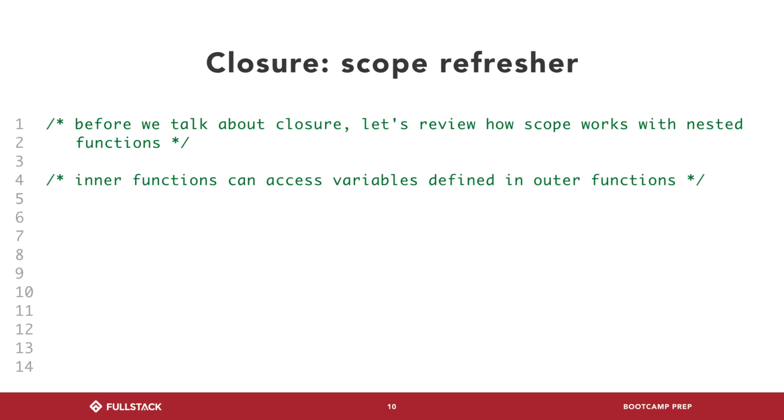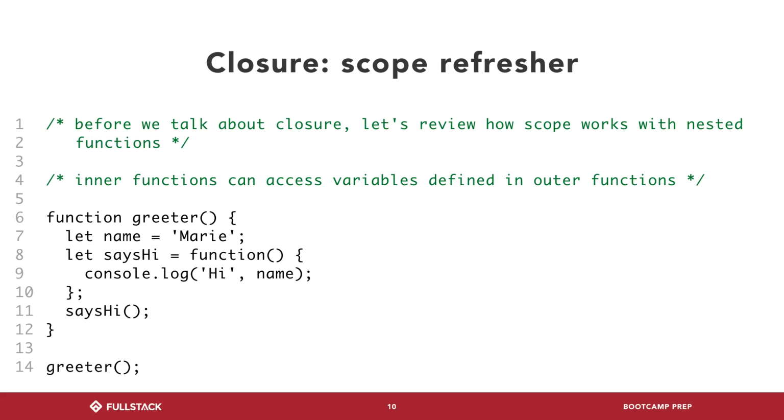Okay, so now we're going to segue back into this idea of closure. Before we were saying, hey, guess what? In this case, this code works perfectly fine because in the says hi function there on line 8, when we actually run says hi, we're going to look for a name. We're not going to find it in the says hi scope. So we say, okay, is it in my parent scope, which is greeter? Yep. There's a name called Marie, so we're going to use that name. And so when I console log out hi name, I get hi Marie.